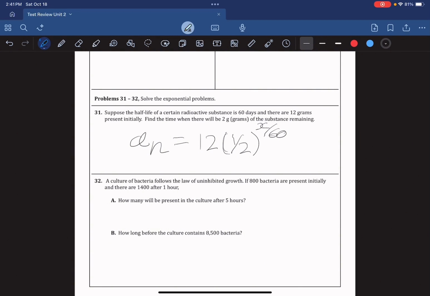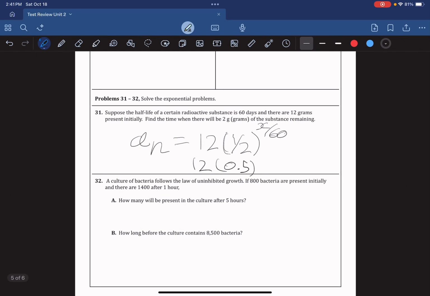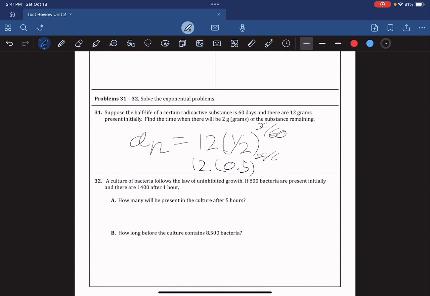And, well, this is obviously a calculator one because no one wants to do anything to the 60th power. So 12 times 0.5 to the x over 60. Since they want you to find the time, that's your x. Sometimes you also see t over 60. It doesn't have to be x, and the 60 is just because that's your half-life, right? And it wants us to find the time where there will be 2 grams remaining. So set it equal to 2.